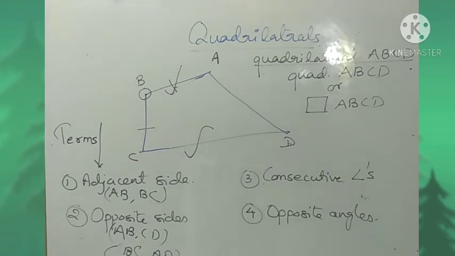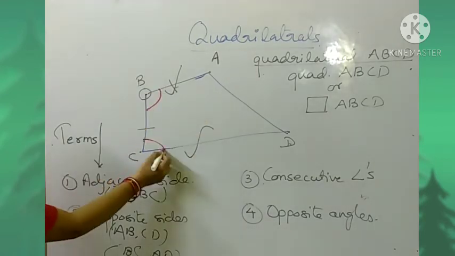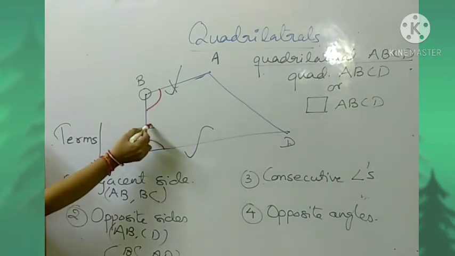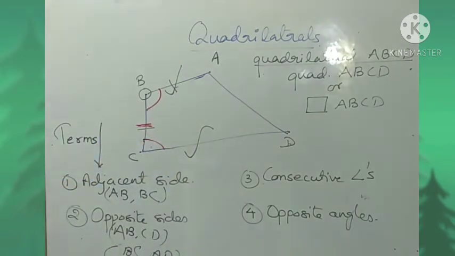Now the next is consecutive angles. What are the consecutive angles? Angle A and angle B are consecutive angles. Angle B and C, C and D, D and A also. Now, what is common in these? What we are saying is, angle B and angle C are consecutive angles, and this is the common arm. So when two angles have a common arm, they are said to be consecutive angles.